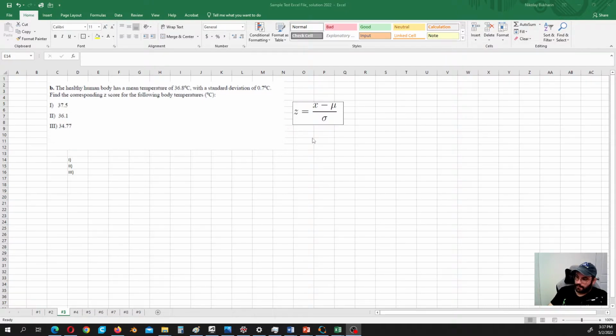As you know, z-score shows us how many standard deviations we are above or below the average, and here we just need to check how many standard deviations we are below or above the average when we have the following temperatures of the body. Based on the following information, that the average human body temperature is 36.8 degrees Celsius and the standard deviation is 0.7 degrees Celsius.